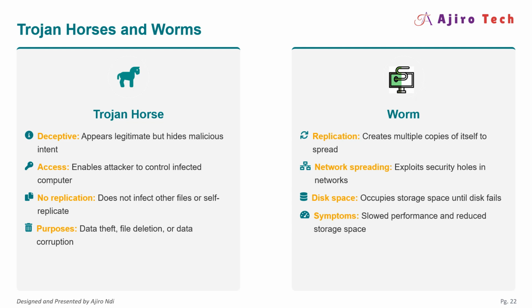Worms are similar to viruses in that they can replicate themselves. Now, what a worm does is to exploit security holes in a network to spread throughout the network. Their main purpose is to replicate themselves again and again and again so they can occupy more and more hard disk space until the disk is full and can no longer function.